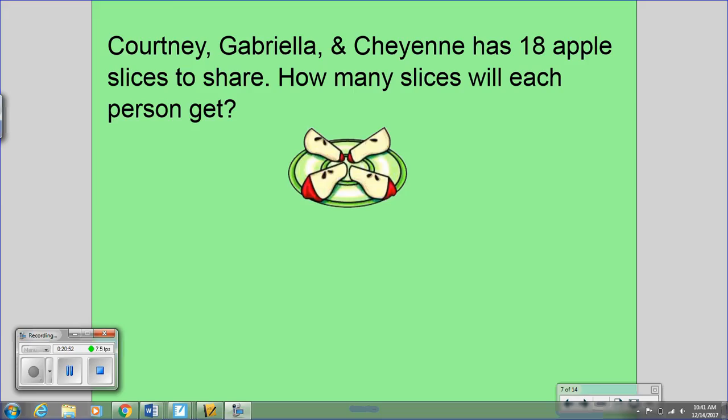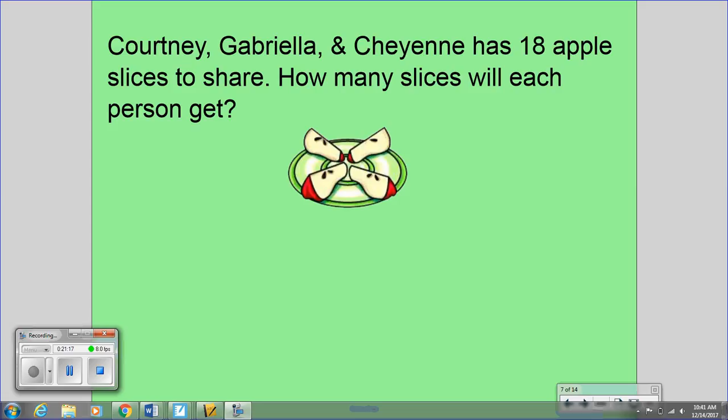Courtney, Gabriella, and Cheyenne. That says have. This should say have. 18 apple slices to share. How many slices will each person get? What's going to be our answer sentence?